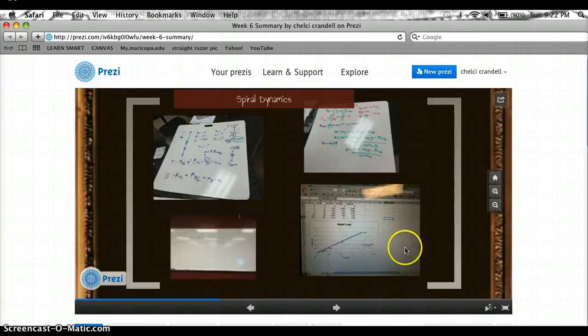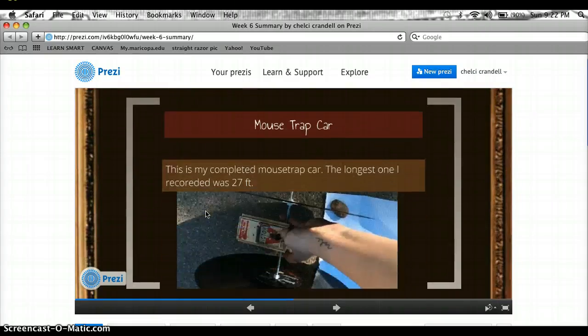But Hooke's law is the law related to springs and force, and the force of springs. So that was really cool to learn, and I wish we could have done that with our mousetrap cars. But this spiral dynamics was so confusing to me, but when I sat down and did it myself, not in a group, it made more sense.